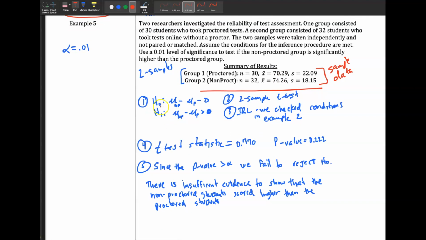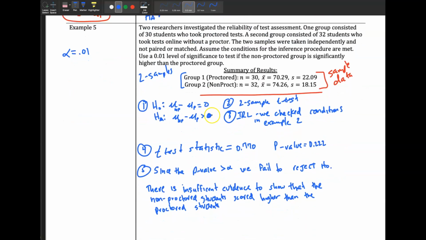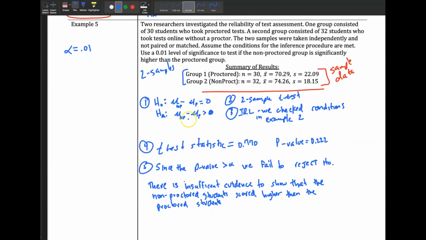So here is our null and alternative hypothesis. H0, HA. You'll see we're saying the null hypothesis is that the difference is equal to 0. And notice in this case, I'm using the alternative notation, that the mean of non-proctored is significantly higher, and because of that wording, I'm writing it this way. It's greater than 0. And then, of course, this is a two-sample test. For this case, we're going to assume the conditions are met. We do that in example 2. Number 4 is where we have to calculate a test statistic and p-value, so we're going to use technology to do that.